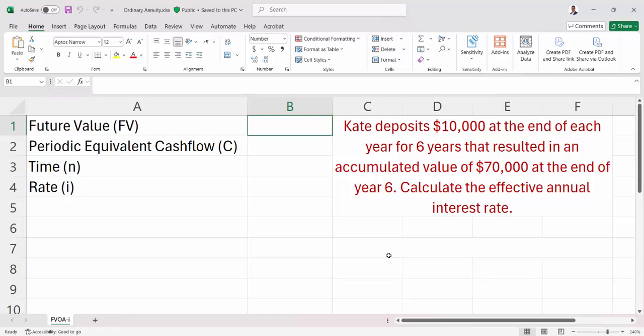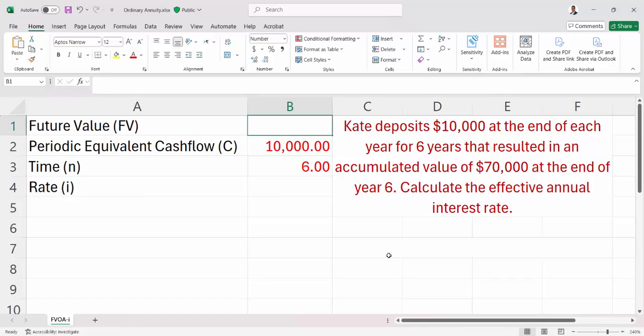This is an example of calculating our interest rate from the future value of ordinary annuity using Excel. Let's go through our example. Kate deposits $10,000 at the end of each year for 6 years. Therefore, we know that our periodic cash flow is $10,000 and our number of periods is 6 years.